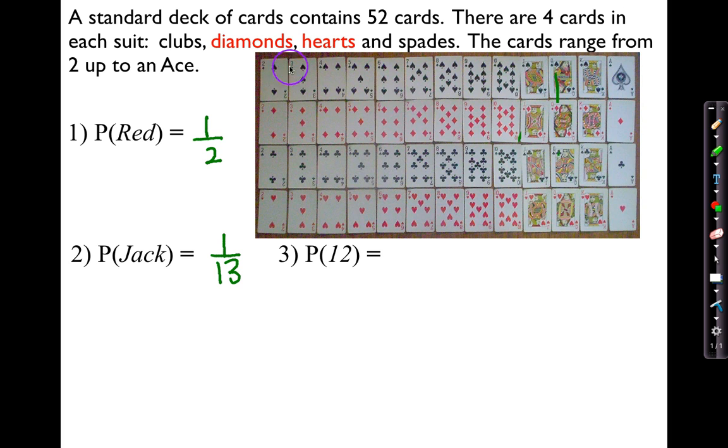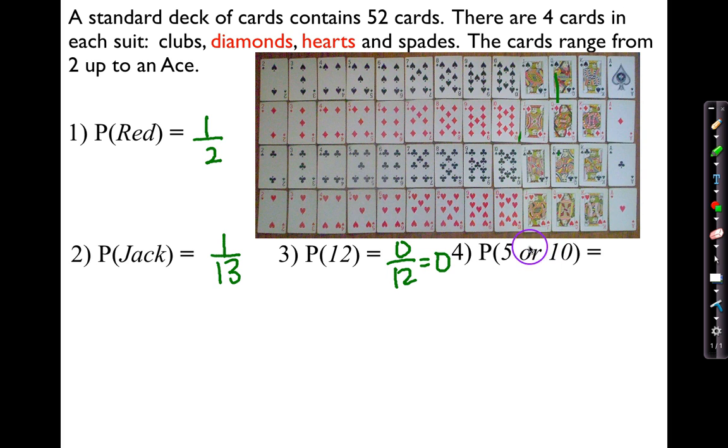Okay, what's the probability of getting a 12? If you look very carefully, it goes from 2 all the way to 10, and then it goes Jack, Queen, King, Ace. There are no 12s in sight, so we're going to go ahead and say that's 0 out of 52, which is just 0, which means it's impossible.